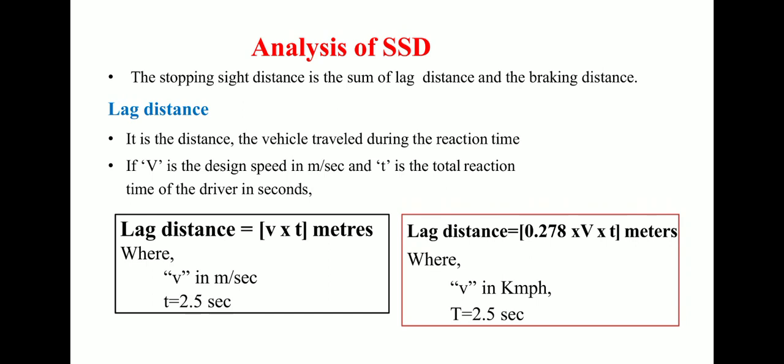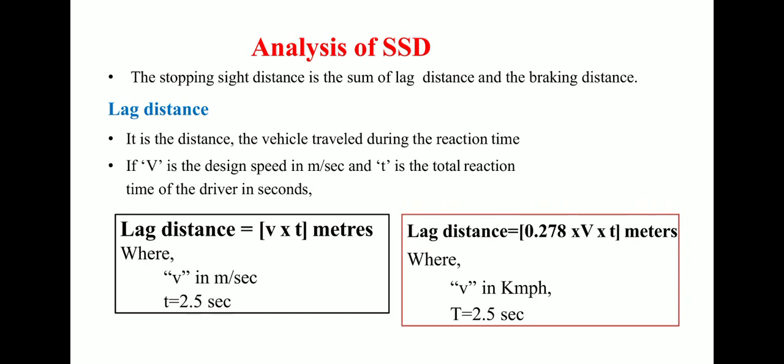If V is the design speed in meters per second and T is the total reaction time of the driver in seconds, then lag distance is denoted by V into T in meters, where V is in meters per second and T is the reaction time of the driver. It is taken as 2.5 seconds. It is the worst condition considered here. T is equal to 2.5 seconds.